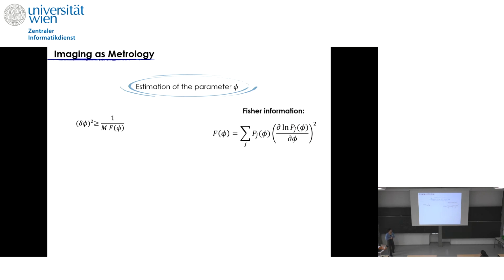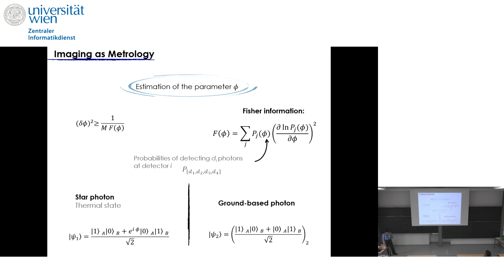So now we want to talk about imaging in terms of metrology. We want to rephrase this problem as a parameter estimation problem for our relative phase shift phi. And the error connected to this parameter is lower bounded by the Fisher information. The Fisher information is given in terms of the probability of obtaining some outcome J, which in this case corresponds to a specific distribution of your photons across the detectors. So in the simplest case, you have two photons, and you can have these photons detected in the four different detectors.